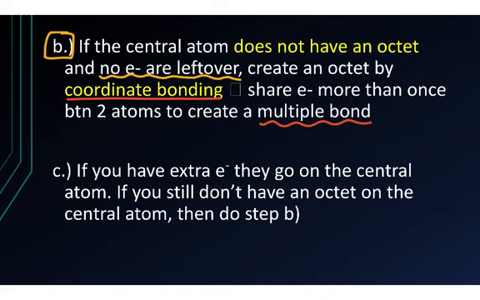So if I've run out of electrons, but I still have to provide the octet to the central atom, I may have to just move electrons around to make multiple bonds. Totally fine. I can do that. All right, let's have a look at step C, or scenario C.